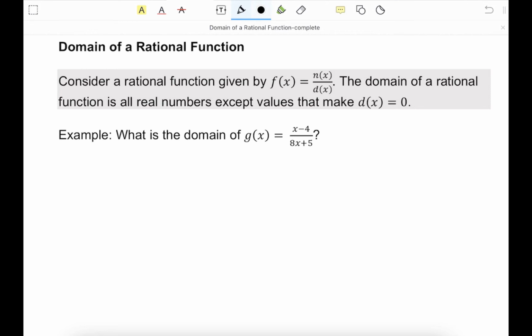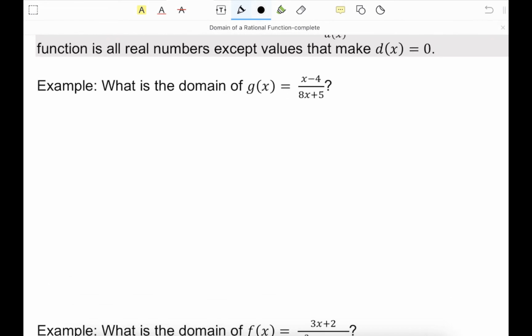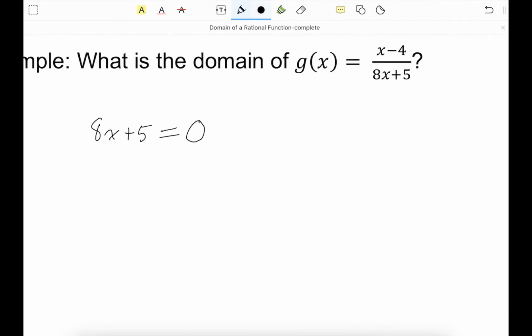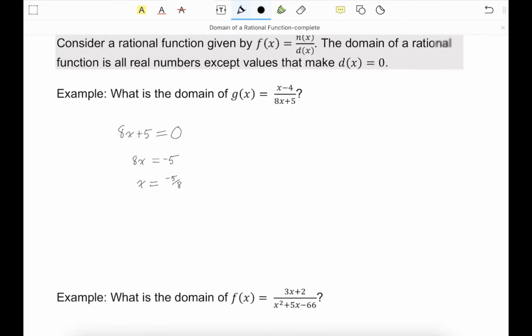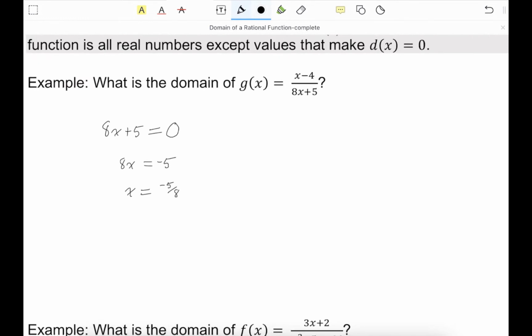To find the domain of a rational function, you have to find where x makes the denominator equal to 0. So for this first example, we have 8x plus 5 in the denominator, and I'll set that equal to 0 and solve for x. When I do this, I get x equals negative 5/8, and that's the only value that's excluded in the domain of this rational function.